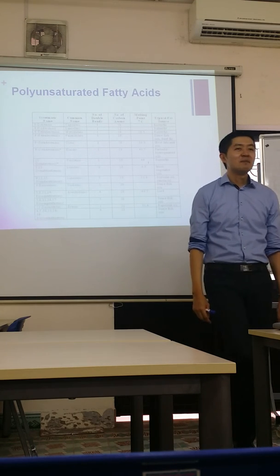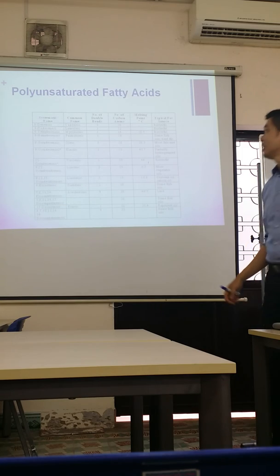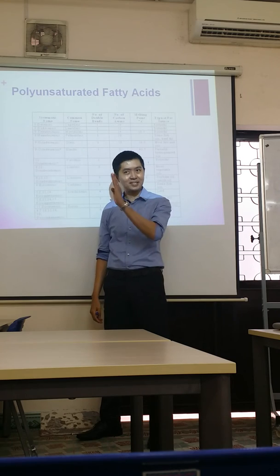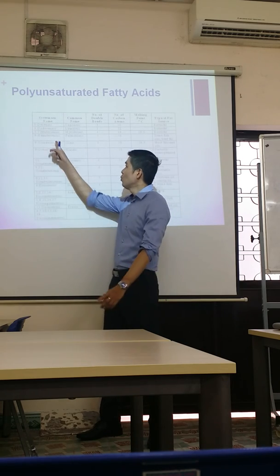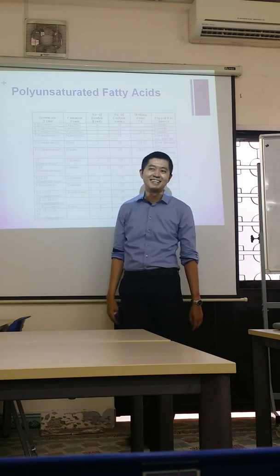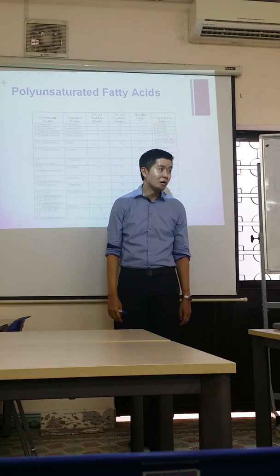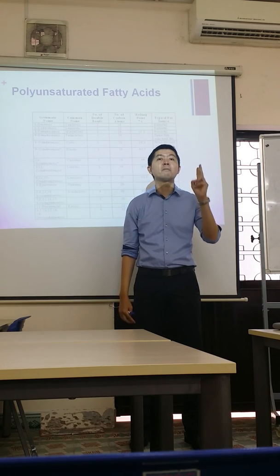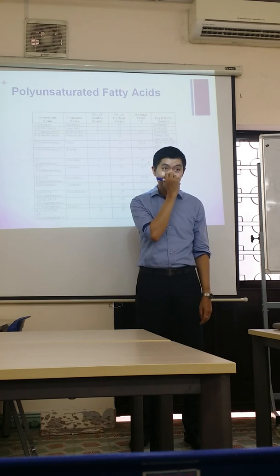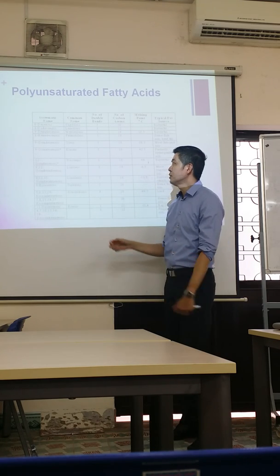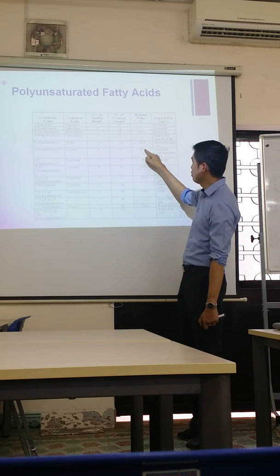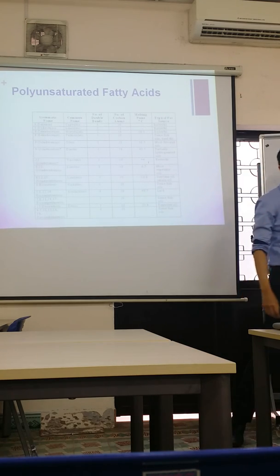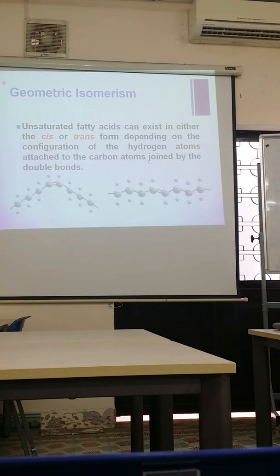Why? Because one is 9, one is 11, positional different. So-called positional isomer. One is cis, one is trans. Therefore, it is both positional and geometrical isomer. Is it clear? Alright? So therefore, the melting point is almost the same as this because these are straight line structure, trans. Okay? So I summarize here.